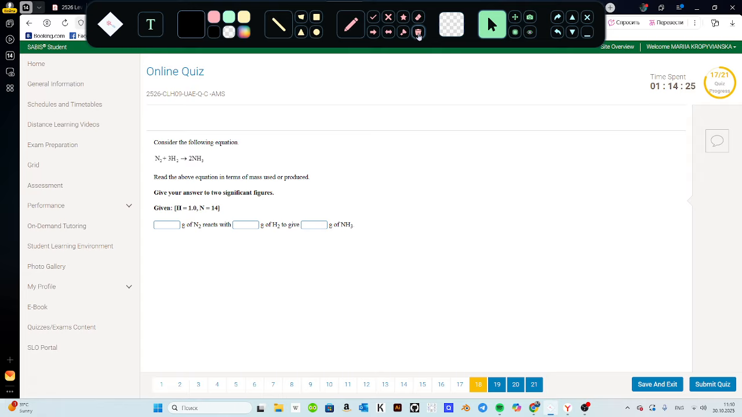So here in number 18, we're going to be calculating the molar mass. So our grams in N2, because we have the prefix over here, it's 2. We're going to be multiplying it by 2. So 14 times 2 gives us 28 grams of N2. So that's going to be our first answer.